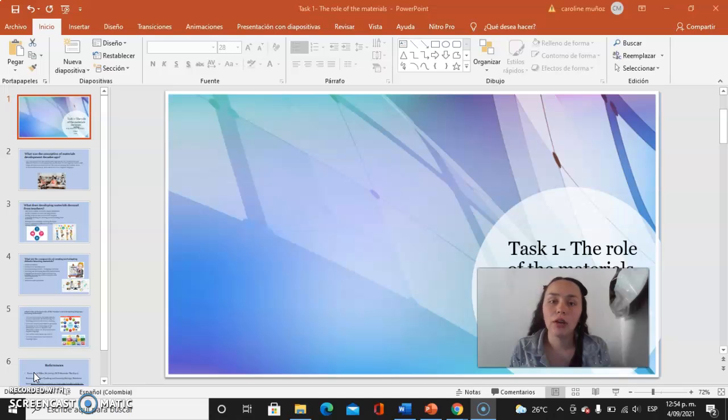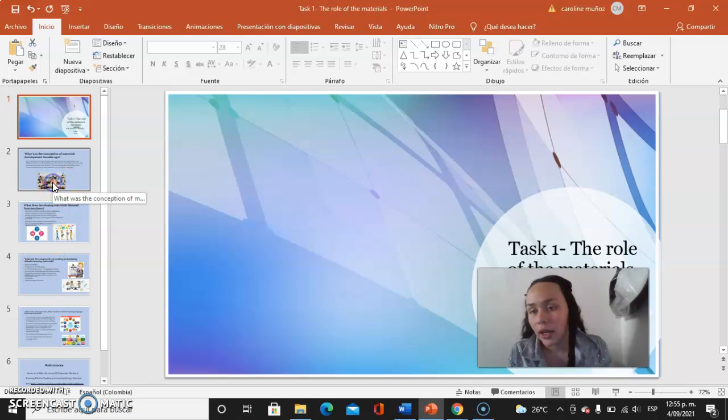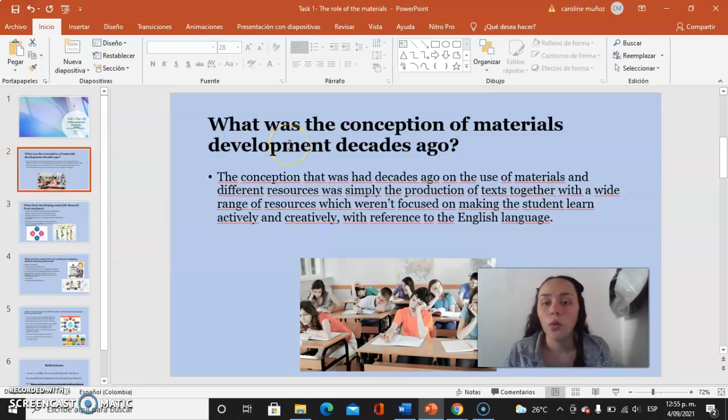My name's Carolina Muñoz. I am 20 years old, and today I'm going to explain the TASK1 about the role of the materials designer. So let's start with the first question, and that is, what was the conception of materials development decades ago?